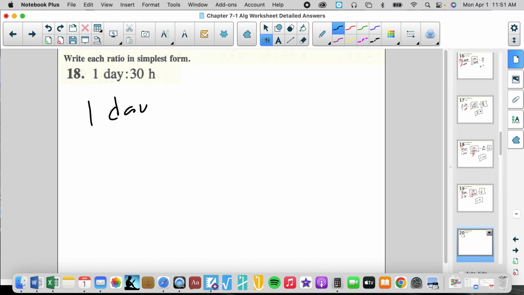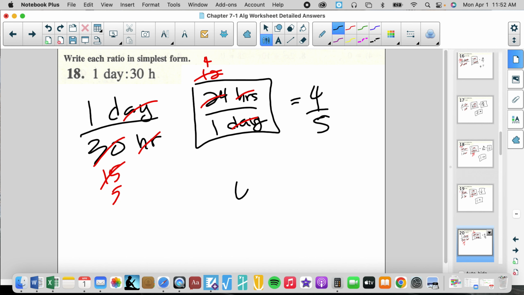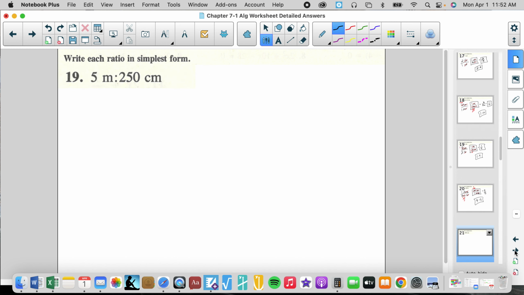1 day, 30 hours. So we have, let's do 24 hours to 1 day. I don't know which way they want us to convert, but we'll do that, which is 12, which is 15, which is 4, which is 5, which gives us 4/5, or 4 to 5. 4 to 5 for number 18. Okay, we're back on the track.